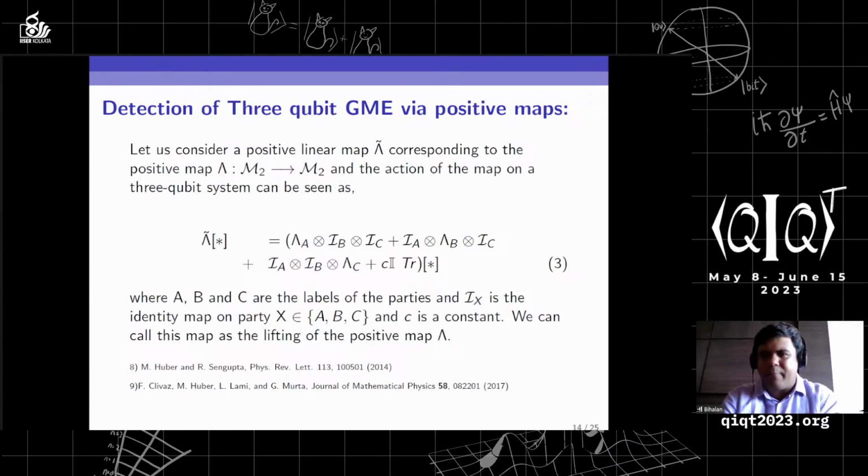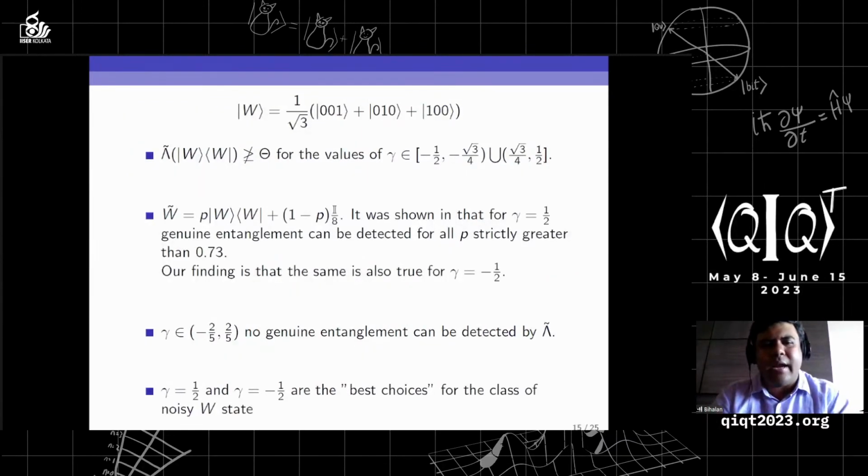So for a given map, we can choose C in such a way that for any biseparable state, it gives greater or equal eigenvalues. So it can detect genuine multipartite entanglement. Some numerics are there. We have shown that this W state is a genuine multipartite entangled state. This can be detected by this map for this gamma range.